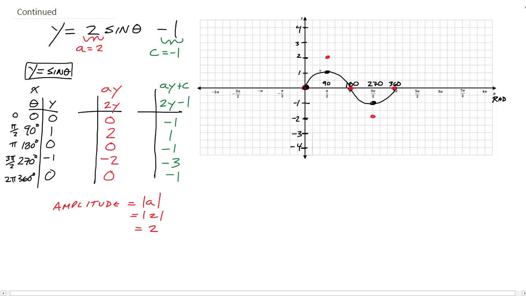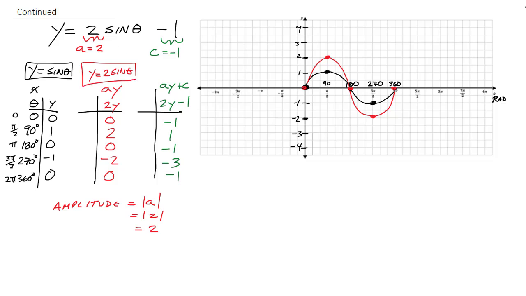So notice how the amplitude got bigger. Now all the y-coordinates are twice as high or twice as low. So my amplitude is this distance from here to here. It's 2, or from here to here, it's 2. All right, let's draw the final graph. Let me just write down what this graph is. This graph would just be y equals 2 sine theta, or 2 sine x.